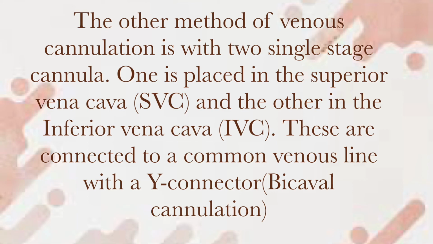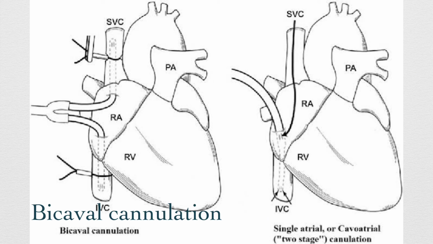The other method of venous cannulation is with two single-stage cannulas. One is placed in the superior vena cava and the other in the inferior vena cava. These are connected to a common venous line with a Y connector. Bicaval cannulation is shown in this figure, and other two-stage cannulations are shown in this figure.